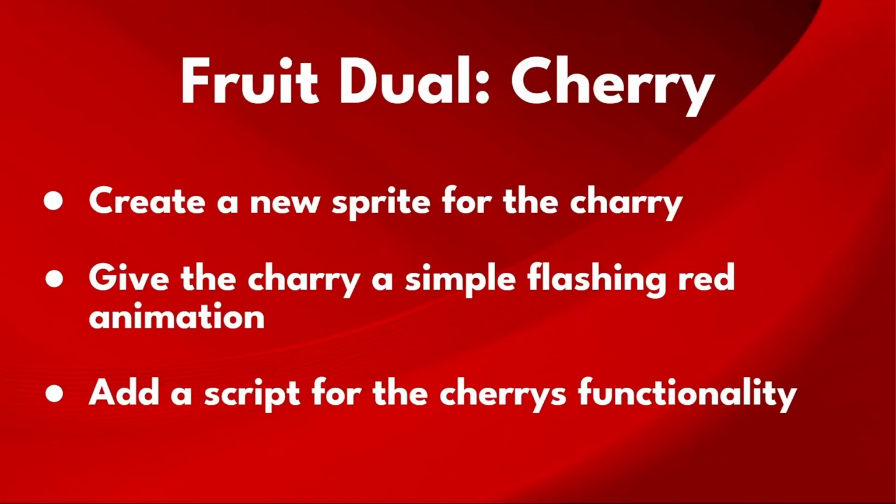All right, in this section, we're gonna go ahead and create the cherry. So the cherry is gonna be the one negative fruit we have, where if we slash it as the player, we're gonna get negative points. So we're gonna start this off creating a new sprite for the cherry. Then we're gonna give the cherry a simple flashing red animation. Last but not least, we're gonna add a script for the cherry's functionality. Now let's go ahead and jump right in.